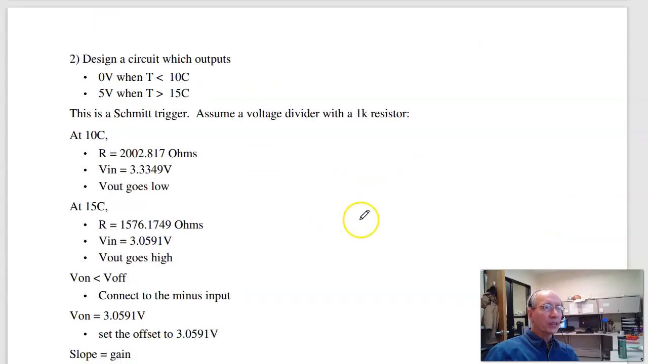Problem 2 says now add hysteresis. What I want in terms of temperature is something like this. I turn off at 10 degrees Celsius. I turn on at 15 degrees Celsius.